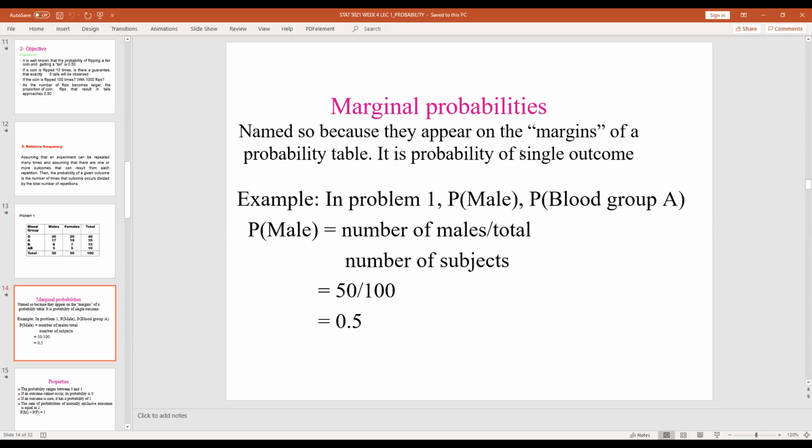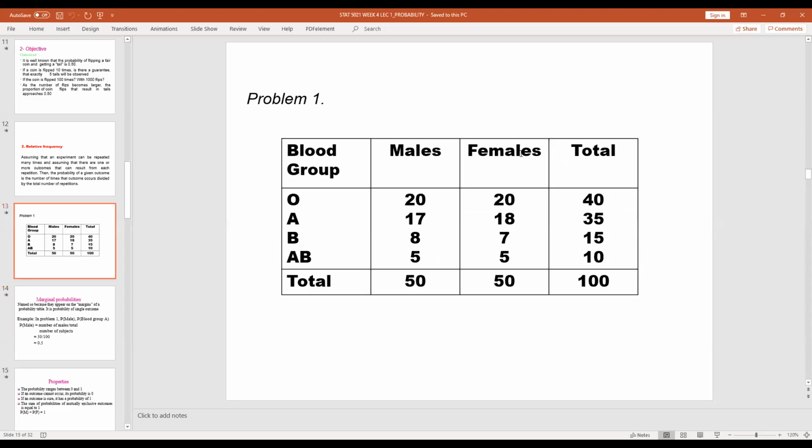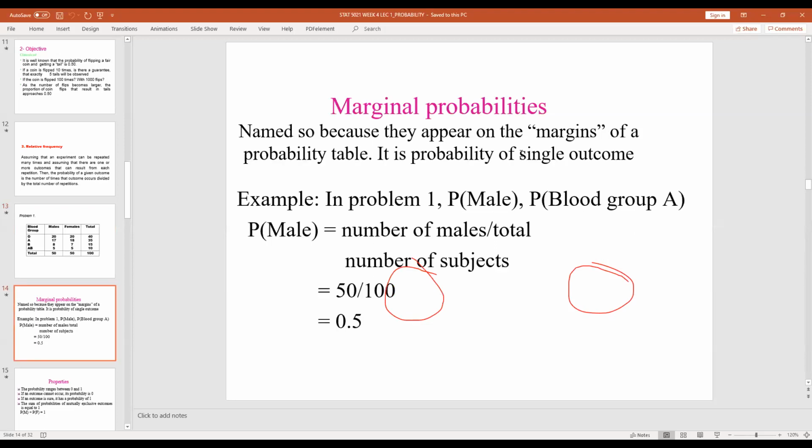And of course, if I want to know the probability of male, it means what is the number of male and what is the totality? If you go back right here, you're going to see that the number of male here is 50. Can you see that now? That is the number of males, and this is the totality. 100 is like the sample size, that is the sample space. So if I want to find the probability of male, then it's going to be the ratio of the number of male to the totality. That is the reason why you have 50 divided by 100, and that gives us 0.5.